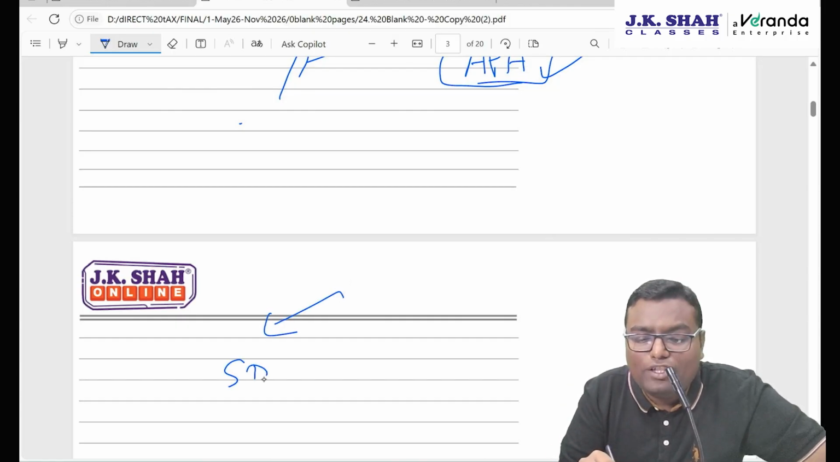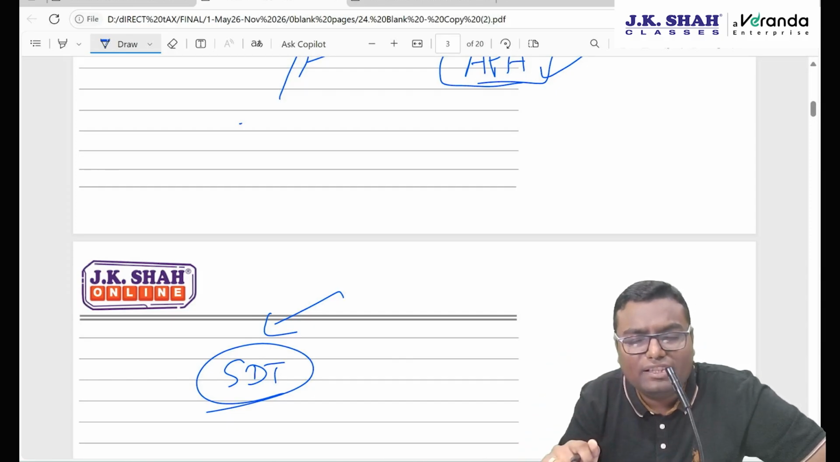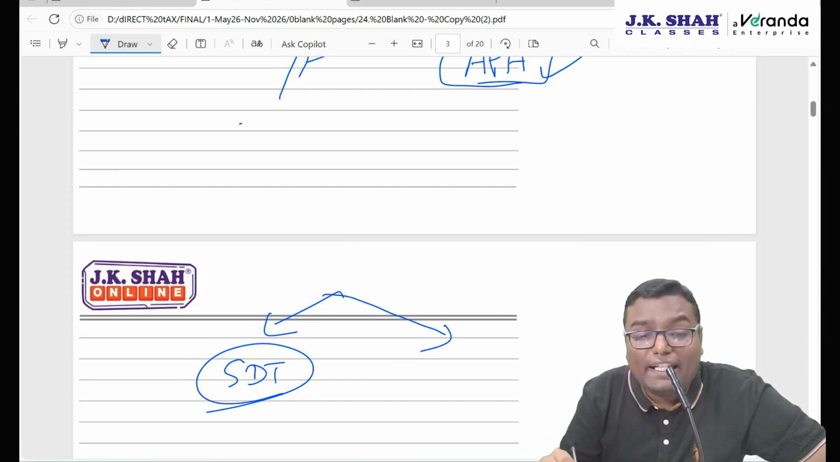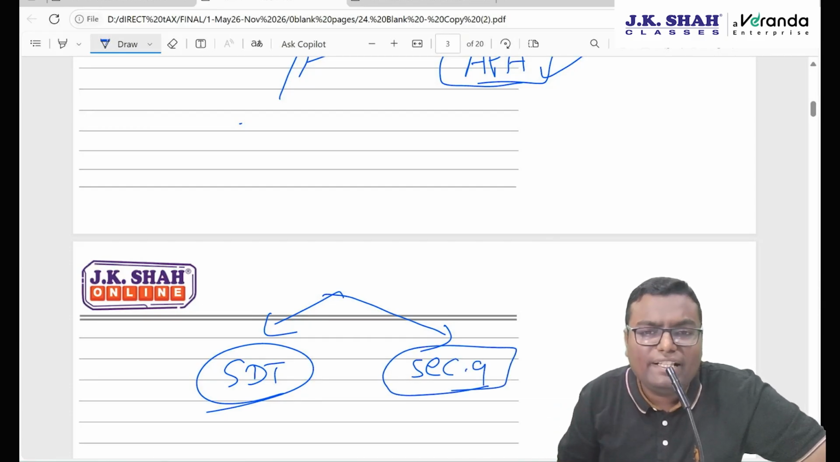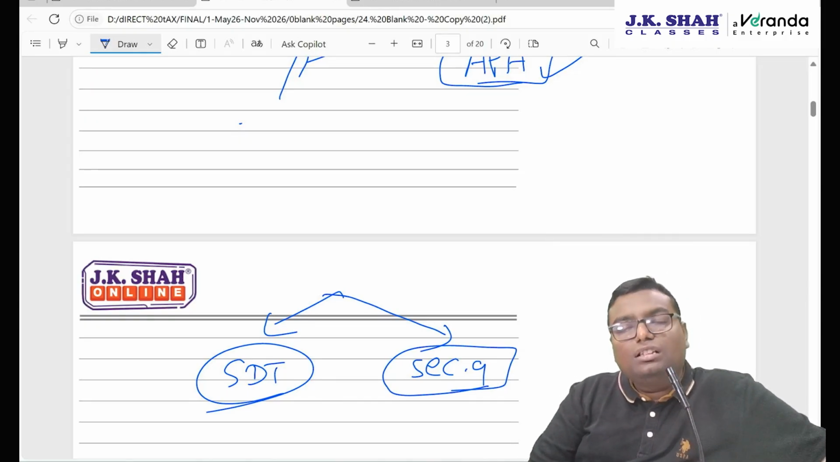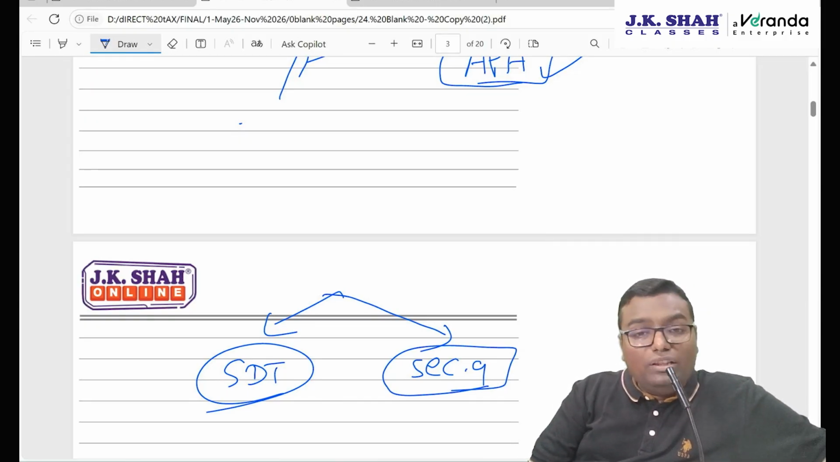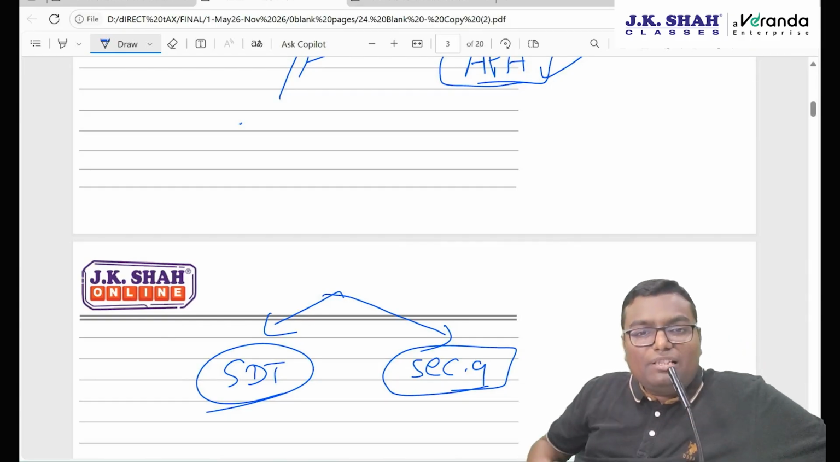Number 1, specified domestic transaction, milk production companies and all, that are already discussed in the lectures. Second one is regards to section 9 income, deemed to accrue or arise in India. If you have a business connection in India, income will be taxable in India, but not entire income. Only income attributable to the operations done in India, that much will be taxable in India.